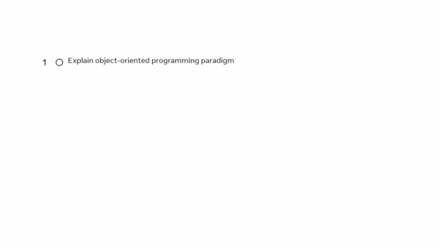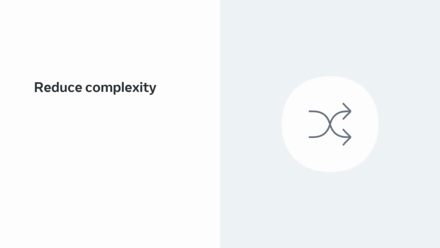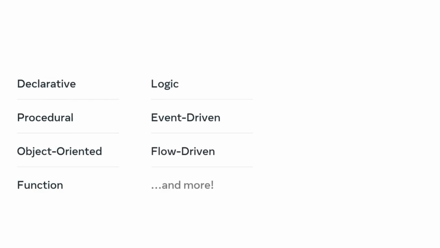By the end of this video, you'll be familiar with the object-oriented programming paradigm. You'll also be able to identify the four main concepts that define object-oriented programming. Programming paradigms are a strategy for reducing code complexity and determining the flow of execution. There are several different paradigms such as declarative, procedural, object-oriented, functional, logic, event-driven, flow-driven, and more.